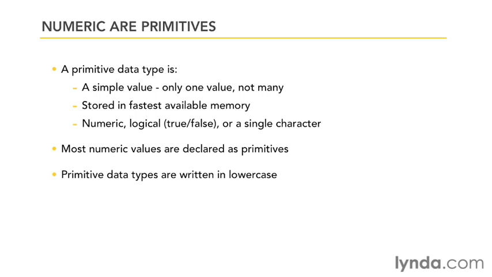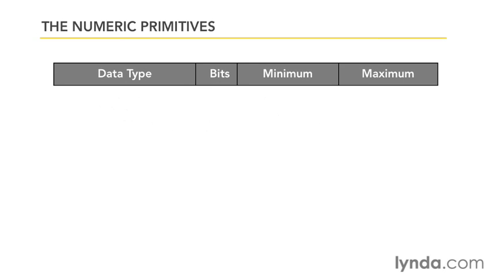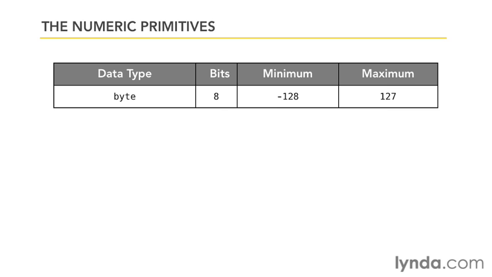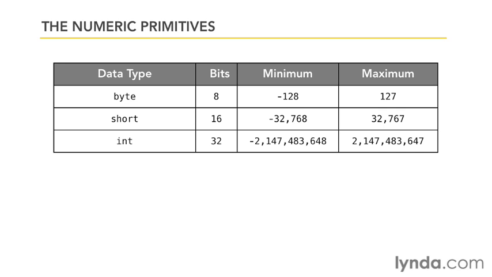When you declare a primitive data type, you spell the data type in all lowercase. So for example, int or byte would be spelled all lowercase. There are also classes with these names, but they'll have an uppercase initial character. Here are the numeric primitive data types. The byte data type takes 8 bits and can represent numbers starting at -128 and going to a maximum of 127. The short integer takes 16 bits and has much greater range. And the most commonly used integer data type, int, takes 32 bits of memory and has a minimum and maximum of over 2 million in each direction.